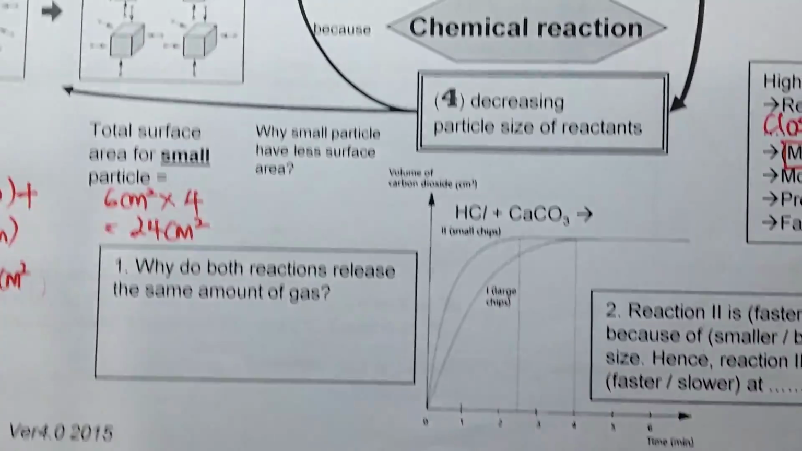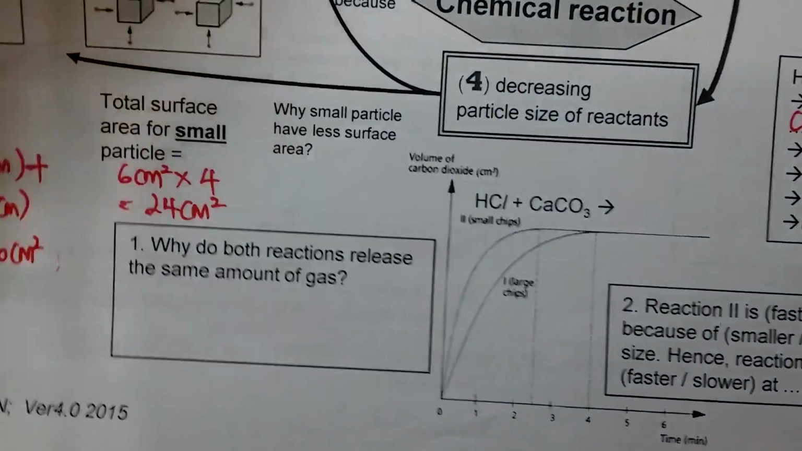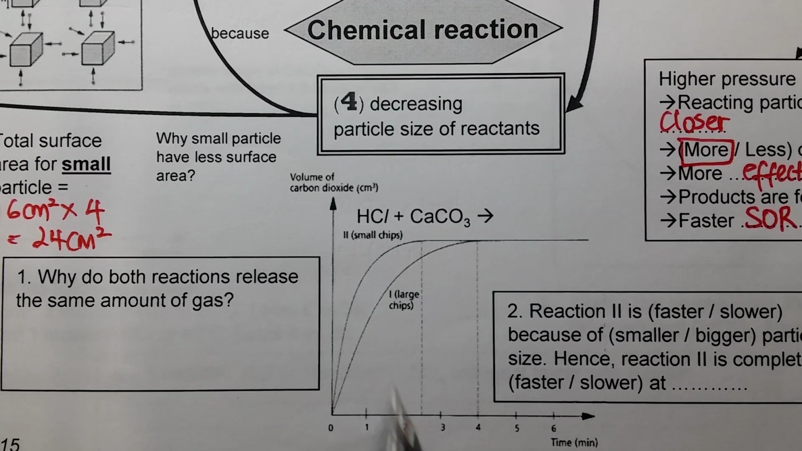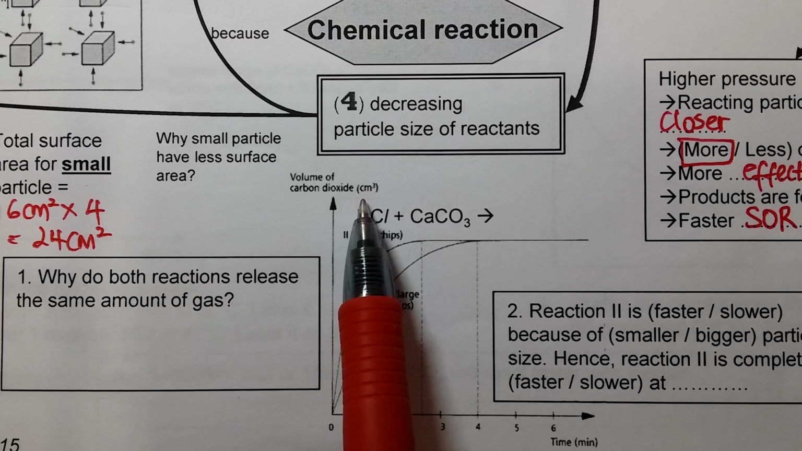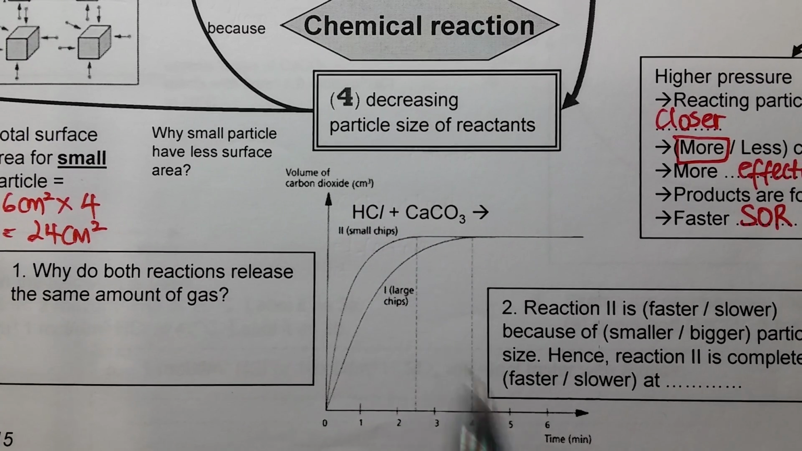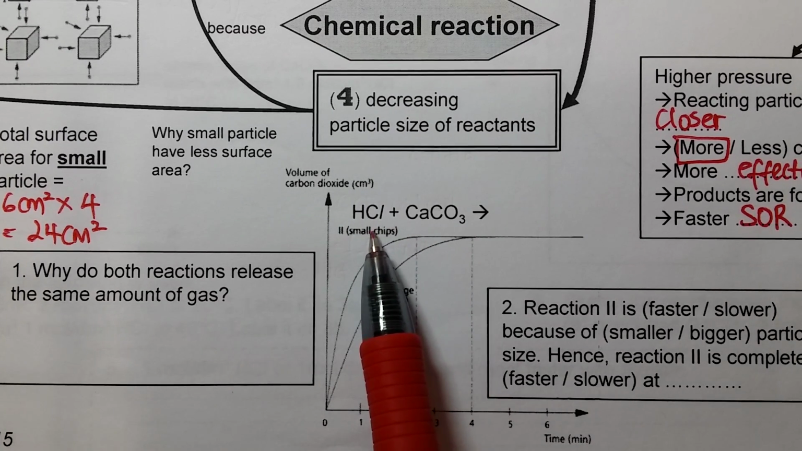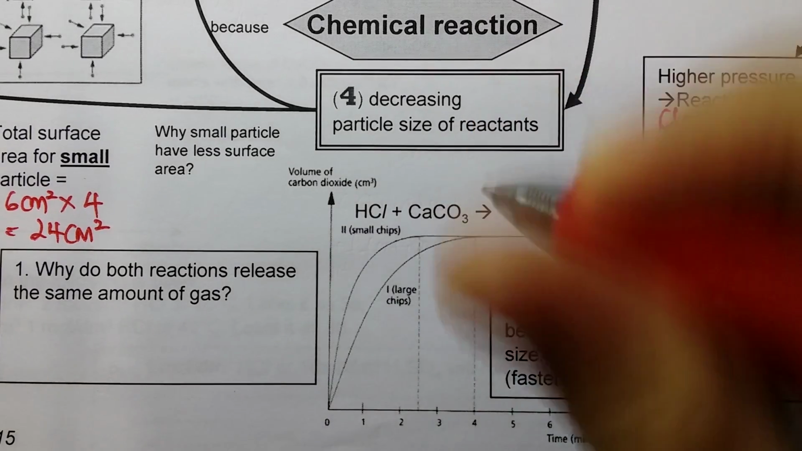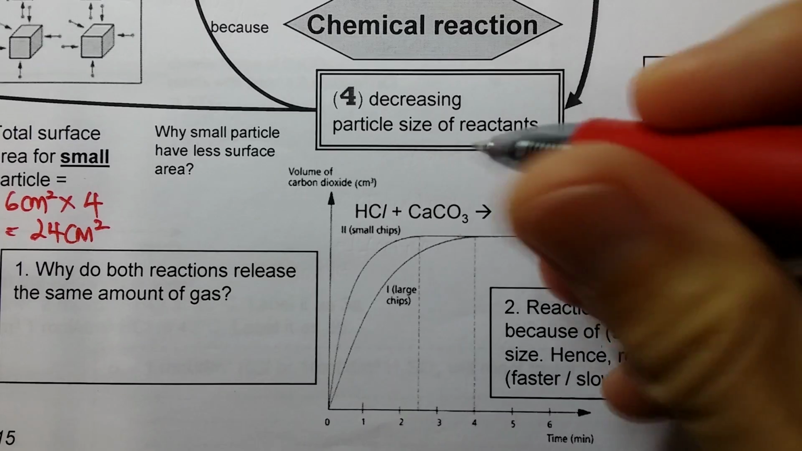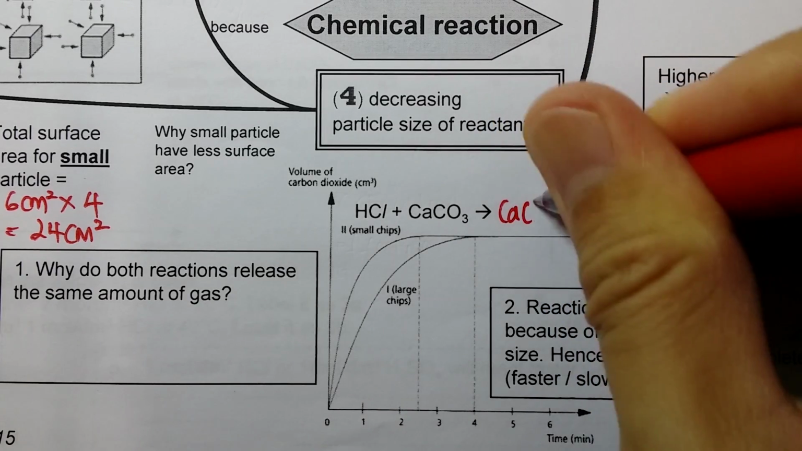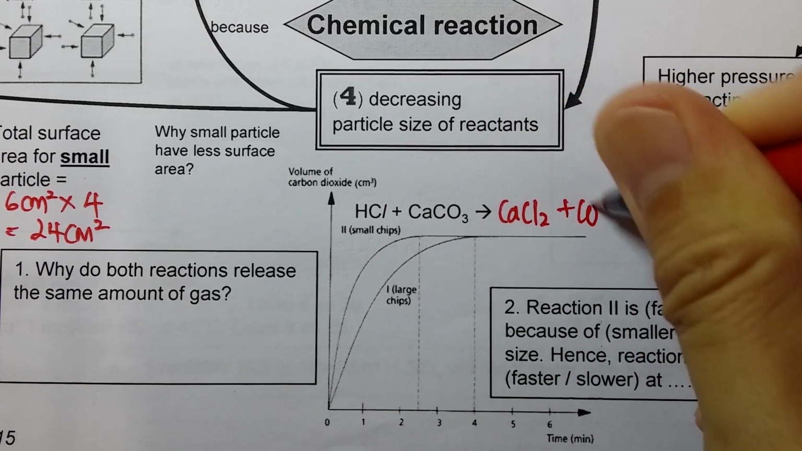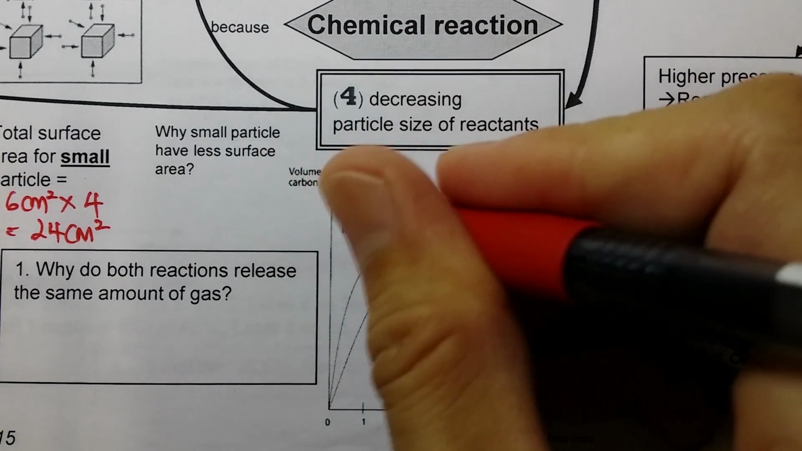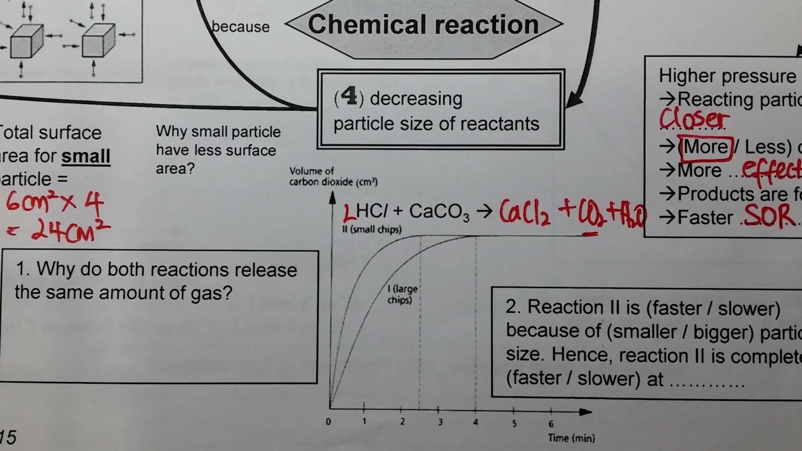Now let's look at the graph here. This is the graph plotted, volume of carbon dioxide produced against time. It's the same thing as the reaction between the hydrochloric acid and the marble chips. You have an acid and a carbonate, you get a salt, in this case CaCl2, plus carbon dioxide plus water. So we measure the amount of carbon dioxide here. Okay, balance the chemical equation.